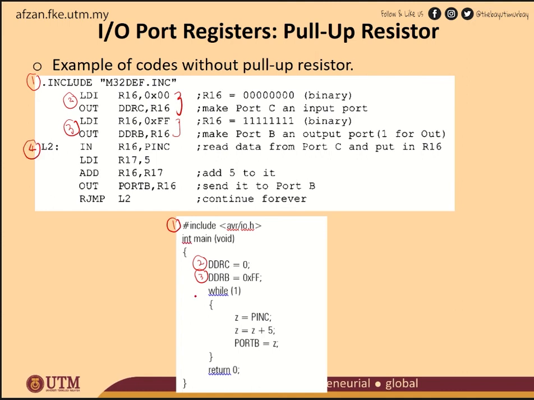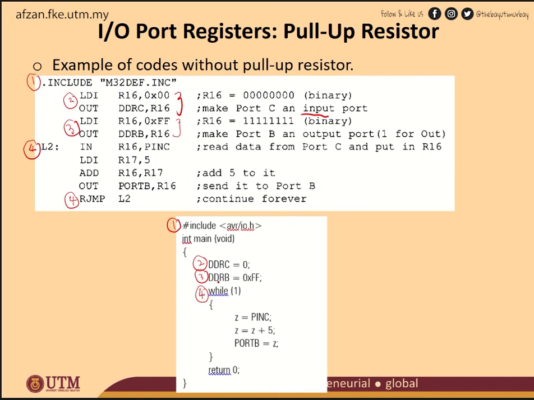So in C programming, step number 4 will be represented by while(1), which you want to do a continuous loop. Okay, now here in IN R16, PINC, what happened here? You want to read the data from port C. Why PINC? Because your port C here becomes an input, and put to your R16.